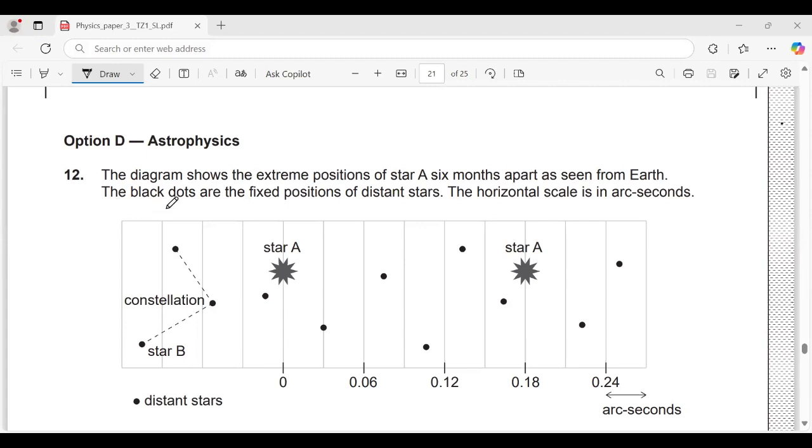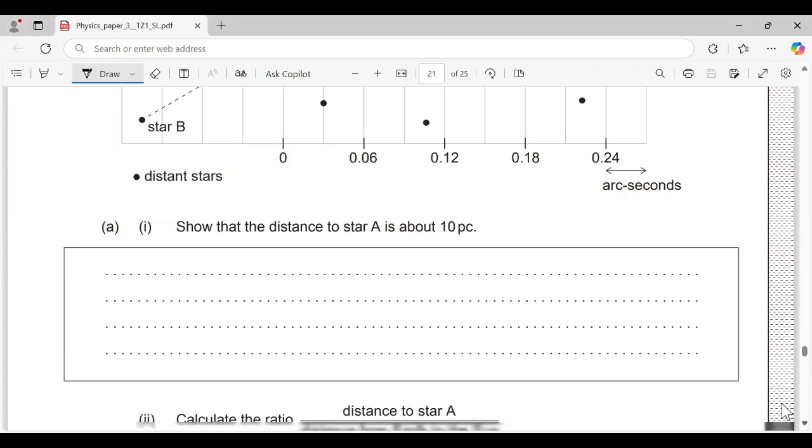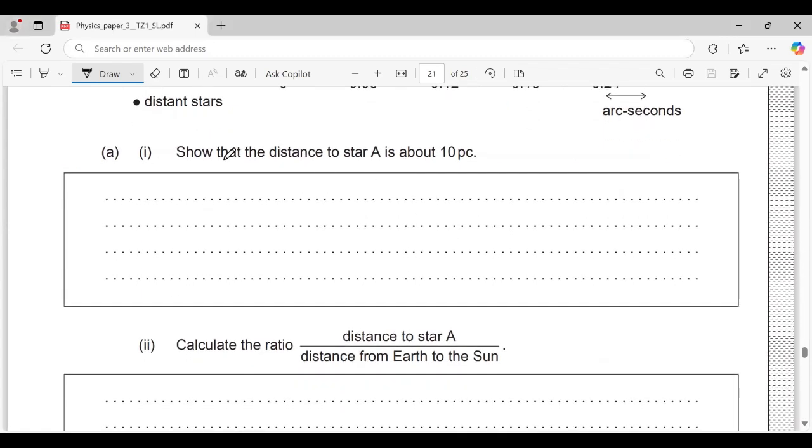Number 12. The diagram shows the extreme positions of a star 6 months apart as seen from Earth. The black dots are the fixed positions of distant stars. The horizontal scale is in arc seconds. So you can see this diagram. Show that the distance to a star is about 10 pc, 10 parsec, right?